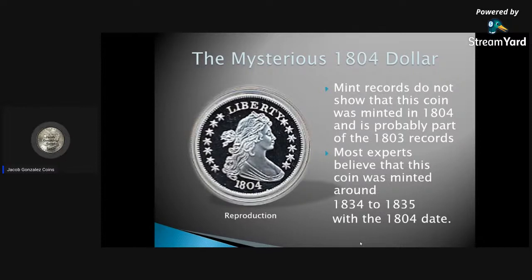So the reason why they would mint a coin like this is, say the president was having some ambassadors from France, and you know how people exchange gifts with other countries. Most likely, the 1804 dollar was exchanged between countries as gifts. So that's what I'm probably thinking about that.